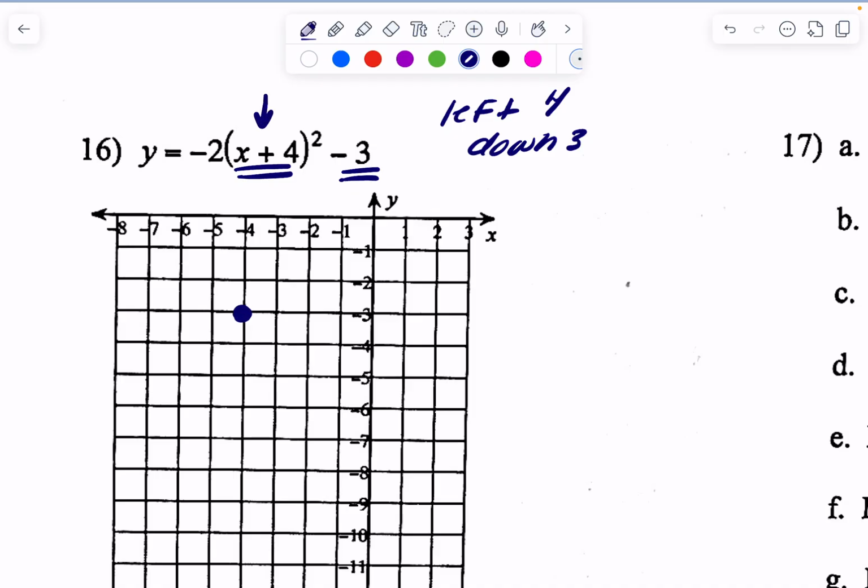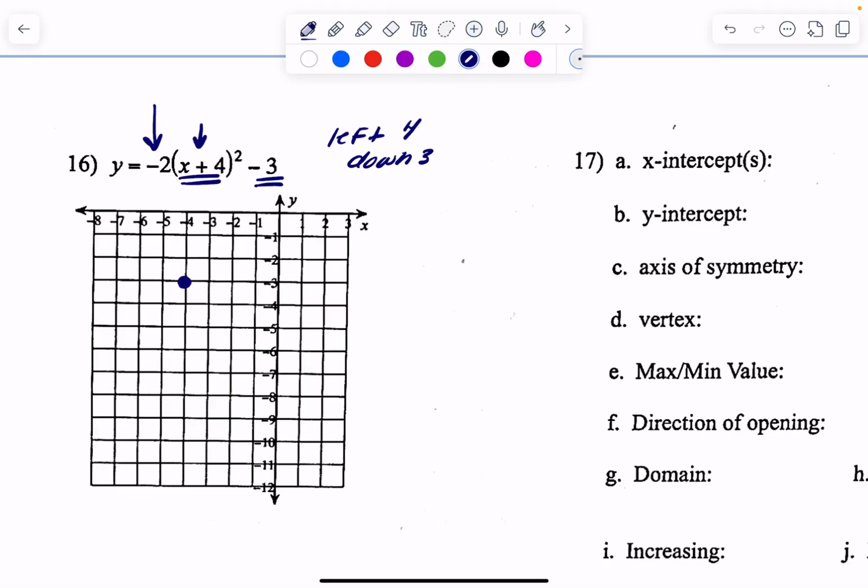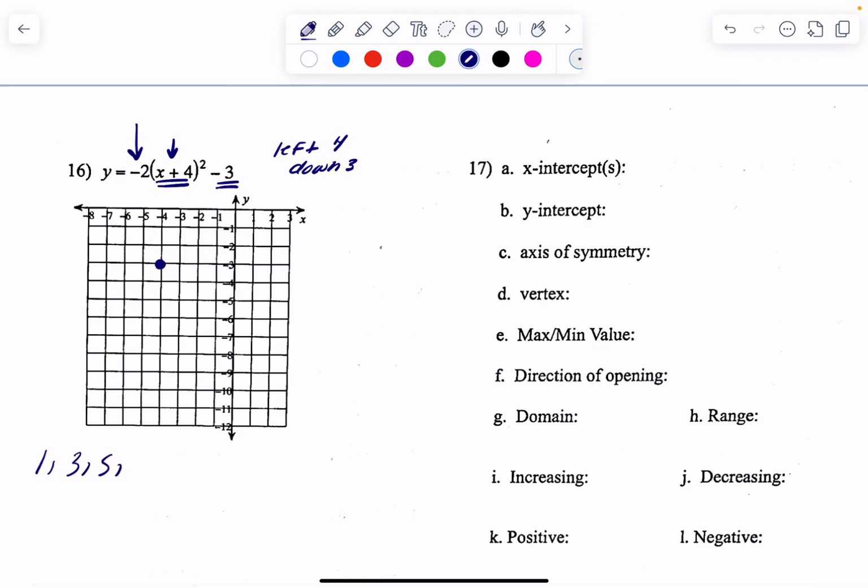Remember, for shifts left and right, we do opposite. Shifts up and down, we do not. We know it's going to frown upside down because our leading coefficient is negative. So we could do the 1, 3, 5, 7 rule. I'm doing it down here. 1, 3, 5, 7 times -2, which is -2, -6, -10, -14. So I'm going over 1 down 2, over 1 down 2, over 1 down 1, 2, 3, 4, 5, 6, over 1 down 1, 2, 3, 4, 5, 6.